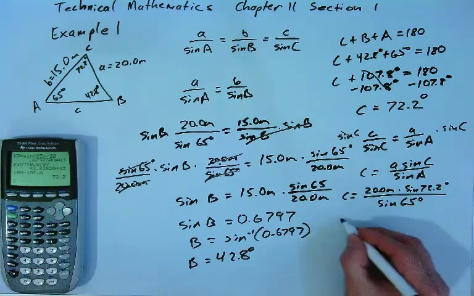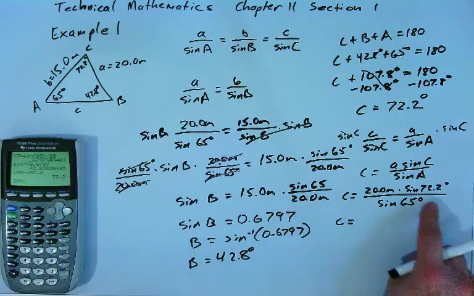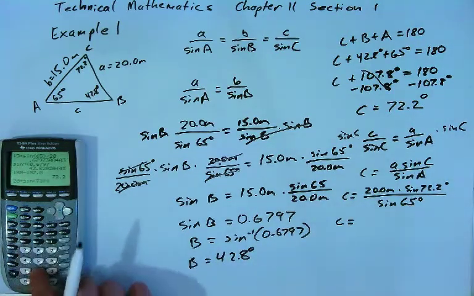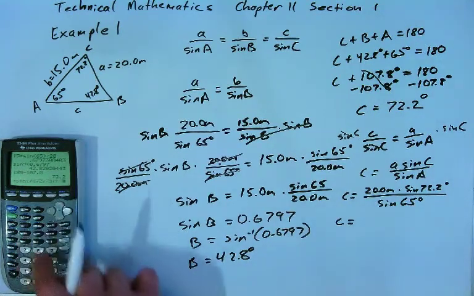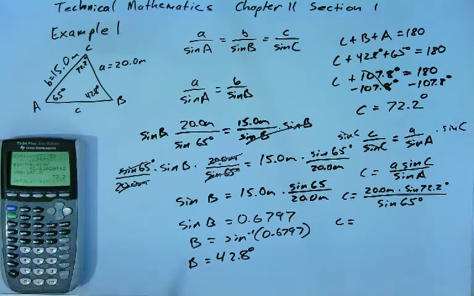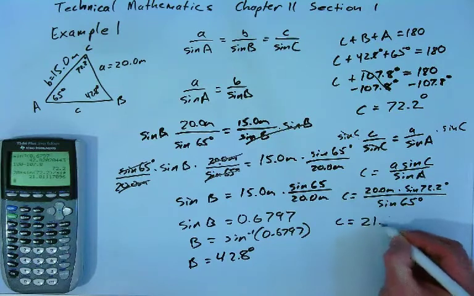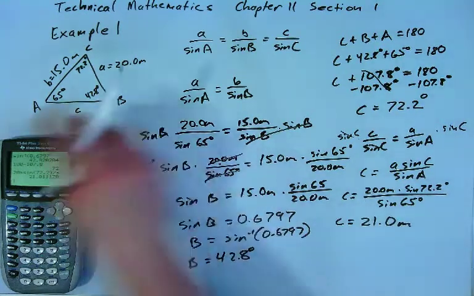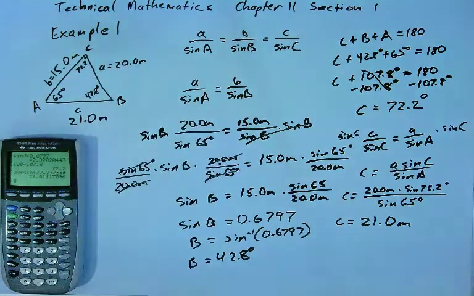Okay, and again, we'll type this into our calculator, and we will get an answer for side C of 20 times the sine of 72.2, close parentheses, divided by the sine of 65, close parentheses, equals 21.0 meters. So side C must be 21.0 meters. Now we've solved for all of the information of the triangle. We know the length of all three sides, and we know the measure of all three angles.